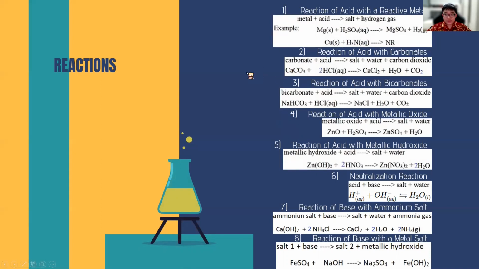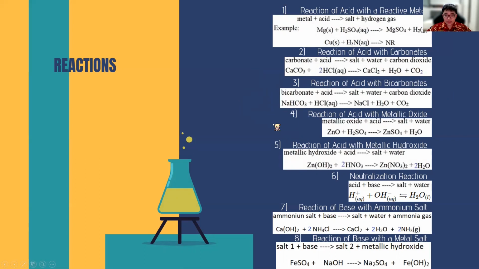For the second reaction, we have the reaction of acid with carbonates. For this one, it is carbonate plus acid. This reaction will form salt plus water plus carbon dioxide. For example, calcium carbonate plus hydrochloric acid will form calcium chloride salt plus water plus carbon dioxide. For the third reaction, we have the reaction of acid with bicarbonates. This reaction is basically the same as the reaction with carbonates, but the carbonate is changed into bicarbonate. For example, this reaction below.